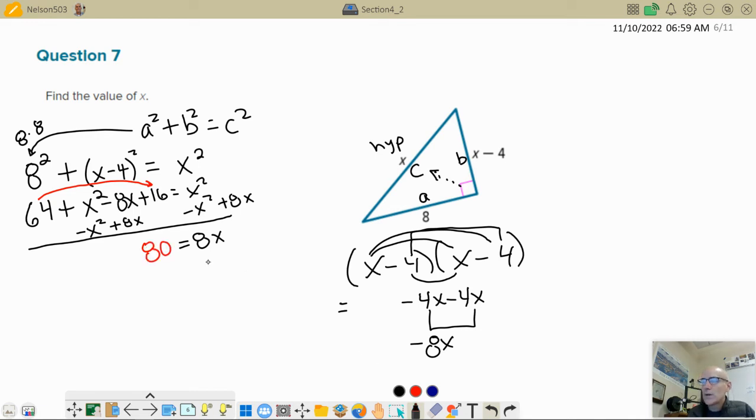So what am I going to do next? I'm going to divide both sides by 8, because that will make me have 1x on the right side. And then I got 10 on the left side. So that's how you do a problem like 7. Now, this kind of problem shows up, I think, 3 or 4 times in our homework.